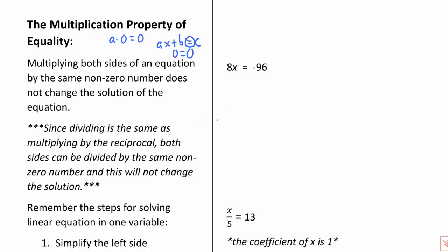It says, since dividing is the same thing as multiplying by the reciprocal, both sides can be divided by the same non-zero number, and this will not change the solution. Now this is one reason why we say that a is not equal to 0, because whenever we solve for x, we're going to eventually have to divide by a. So dividing by 0 would be a problem, not only just because dividing by 0 is always a problem, but the multiplication property of equality forbids that anyway. Okay.